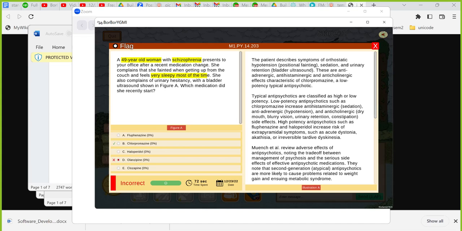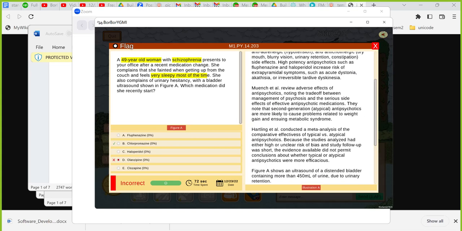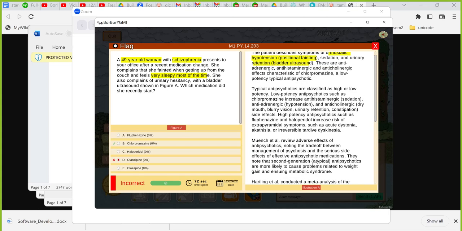So orthostatic hypotension, positional fainting, sedation, urinary retention. Another thing to keep in mind is that they hinted at orthostatic hypotension to imply that the drug was chlorpromazine. Oh yeah. And so although you could give olanzapine, the answer is chlorpromazine.